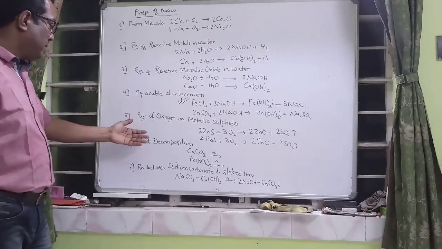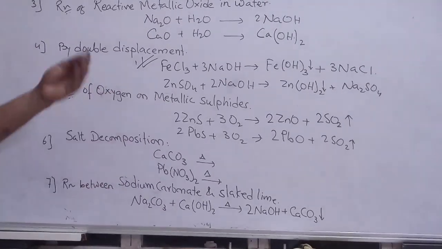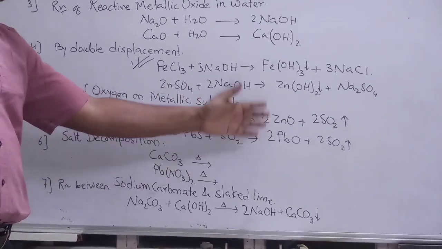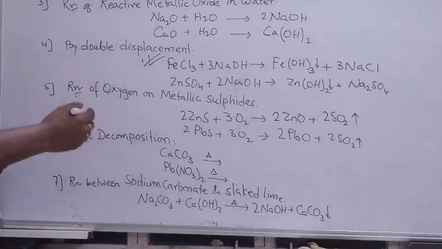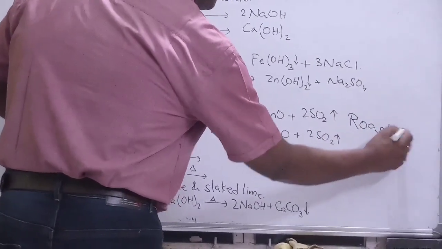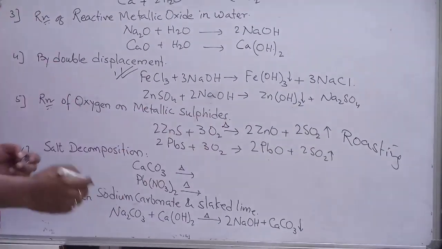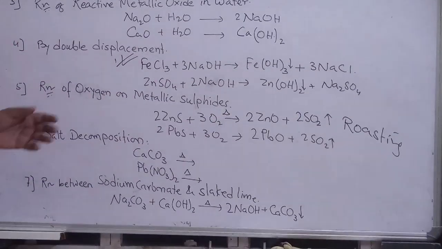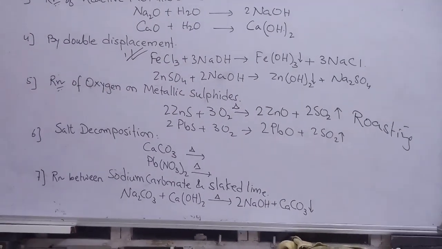So students, here we have one more: the reaction with oxygen of metallic sulfides like iron sulfide, zinc sulfide, lead sulfide. In the presence of oxygen, they form the corresponding oxides with the liberation of sulfur dioxide. This reaction is usually called roasting. So when you heat it at a very high temperature in the presence of oxygen, this is what we call roasting, and it forms the corresponding metallic oxide together with the liberation of sulfur dioxide.